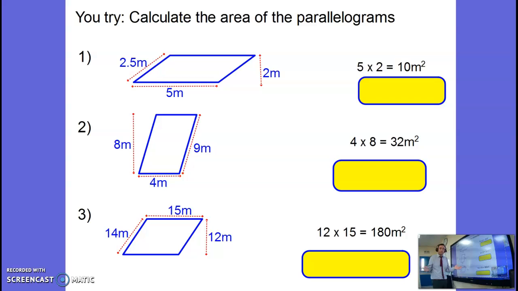And that's it. Base times height. That's all there is for parallelogram. Base times height. Good on.